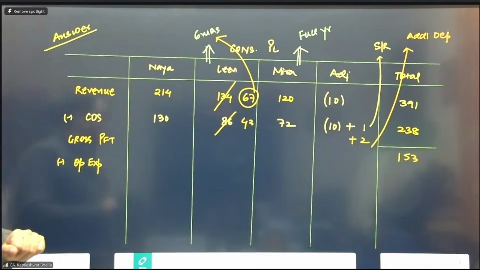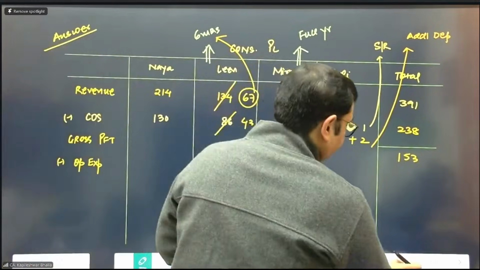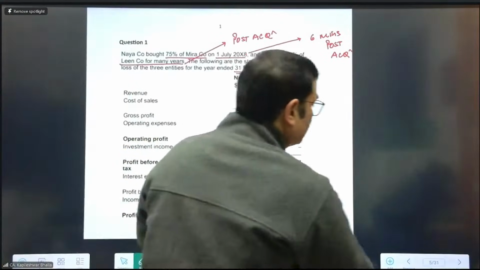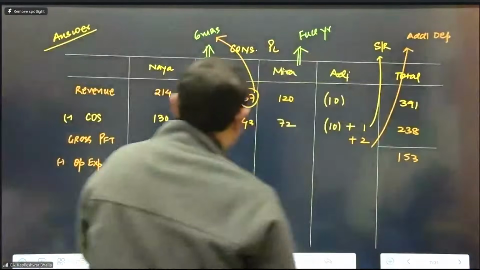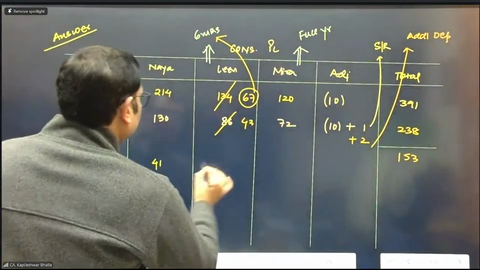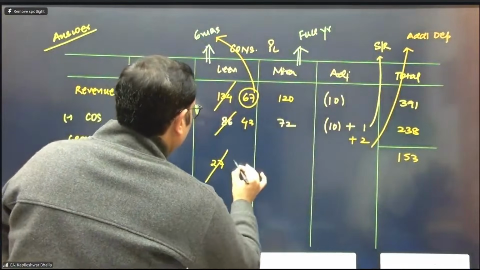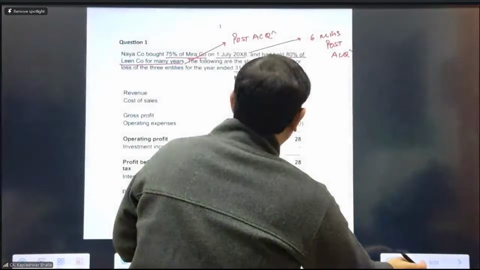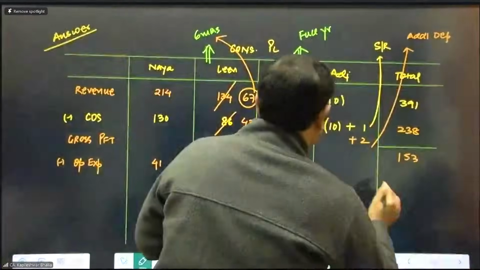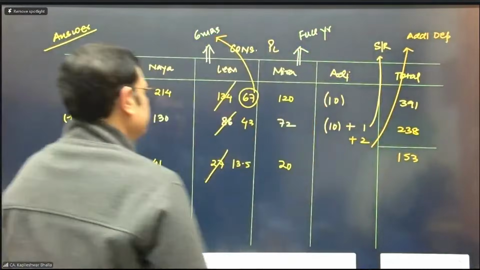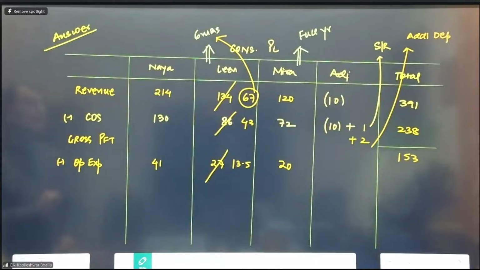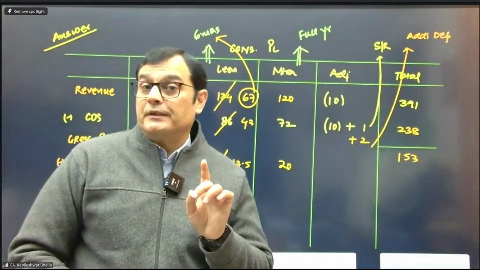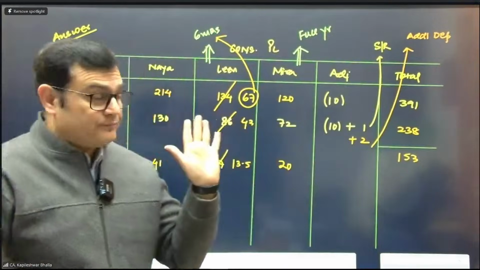Now let's go to the operating expense back again. So this is 41, 27, and 20. This is 41. So instead of 27, we're going to take 13.5. And that was 20. So that works out at 20. So every time we're taking Lean, we're taking 6 months data post-acquisition and the other company full.